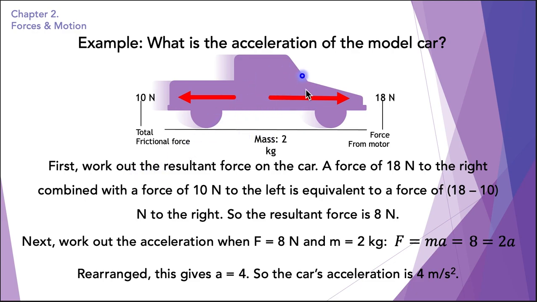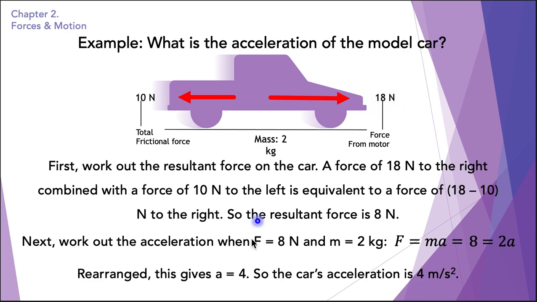So first, to find out the acceleration, we need to work out the resultant force on this car. Of course the resultant force is pretty simple to find because the force on this side is greater than the force on this side. So we subtract this force from this one to find the resultant force, which is 8 newtons to the right because this side has more force. So the resultant force is to the right. That is why the car is moving in that direction, because the force from the motor is more than the total frictional force. So the resultant force is 8 Newton in that direction.